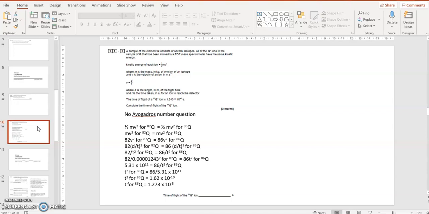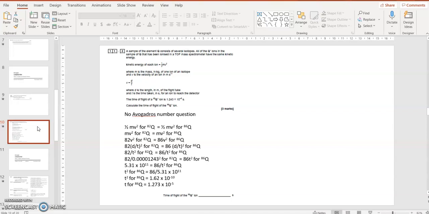This is the trick. The kinetic energy of all particles in a time-of-flight mass spectrometer is the same. So kinetic energy is given by half mv squared. So half mv squared for the 82Q particles must equal half mv squared for the 86Q particles. Multiply each side by 2, so mv squared for 82Q equals mv squared for 86Q. Then I've put the number 82 in as the mass and 86 in as the mass for the two particles 82Q and 86Q respectively.